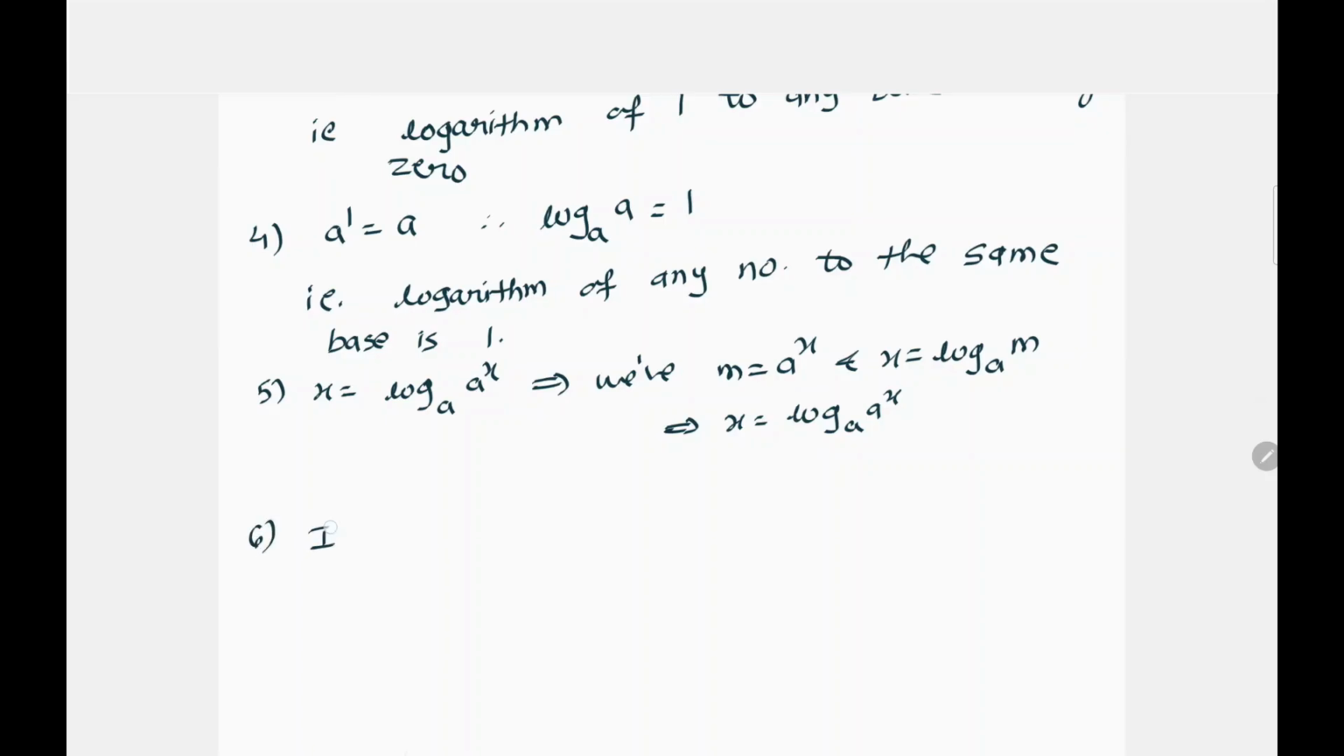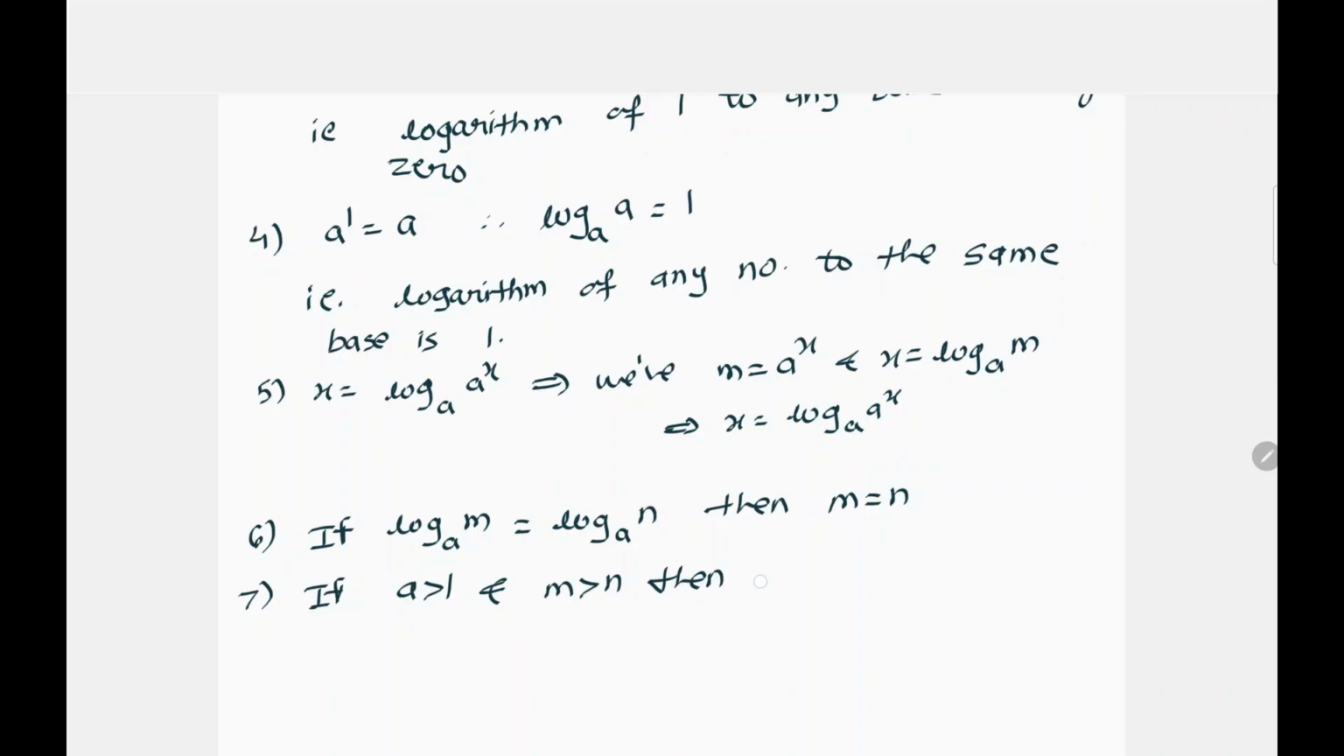Sixth property, if log m to the base a is equal to log n to the base a, then m is equal to n. And last property, if a greater than 1 and m greater than n, then log m to the base a is greater than log n to the base a and conversely.